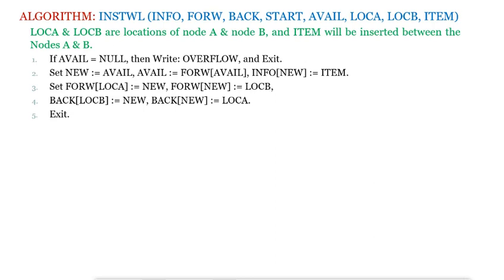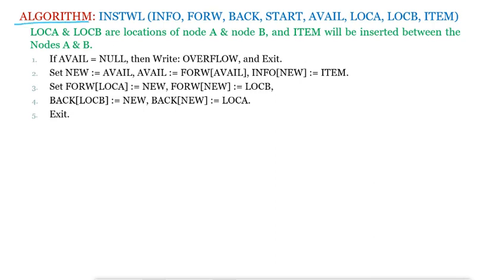Now we are learning the algorithm of inserting an element in the two-way list. We know that a two-way list is a list where we have three parts in every node. One part is the information part, which contains the elements. Then one is the forward pointer and one is the backward pointer. A two-way list can be traversed in two directions. So here we have the algorithm.